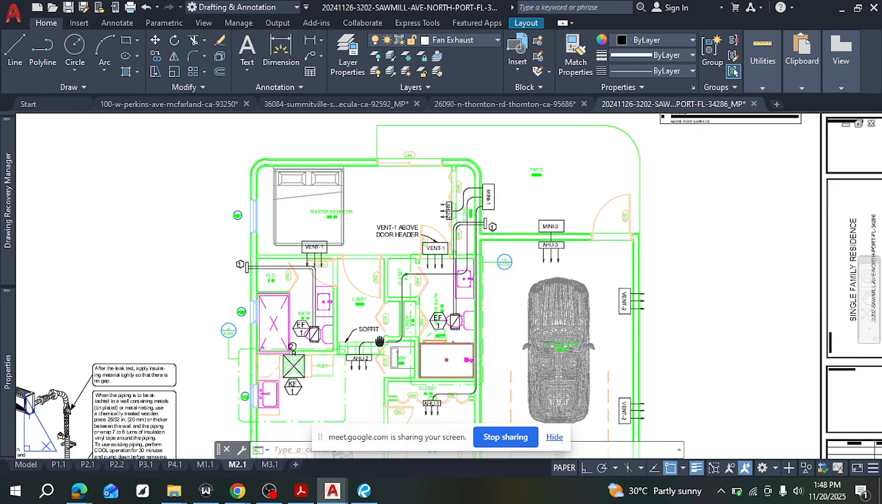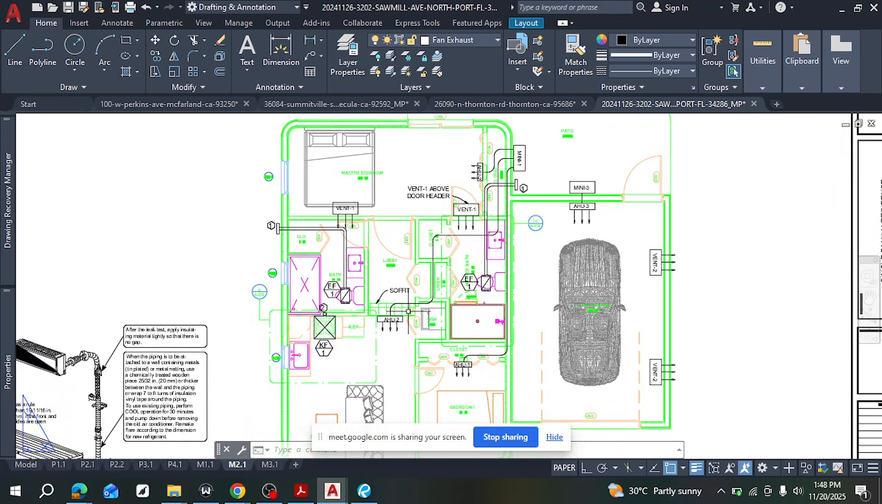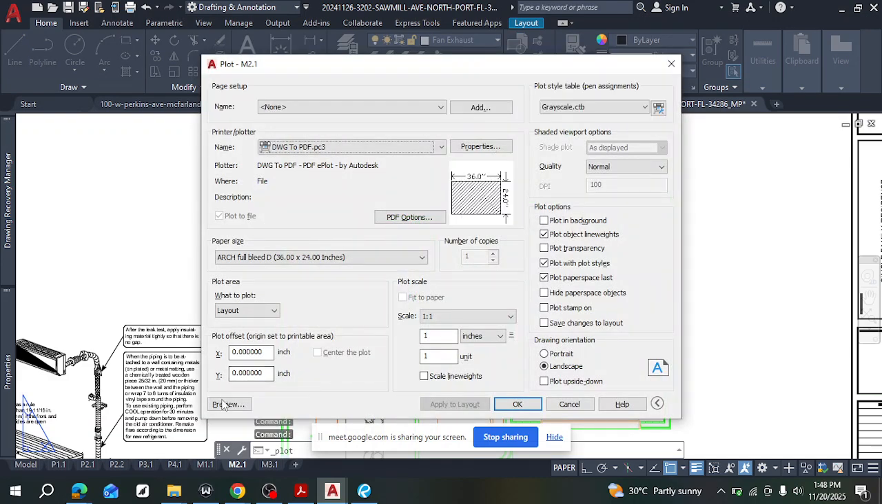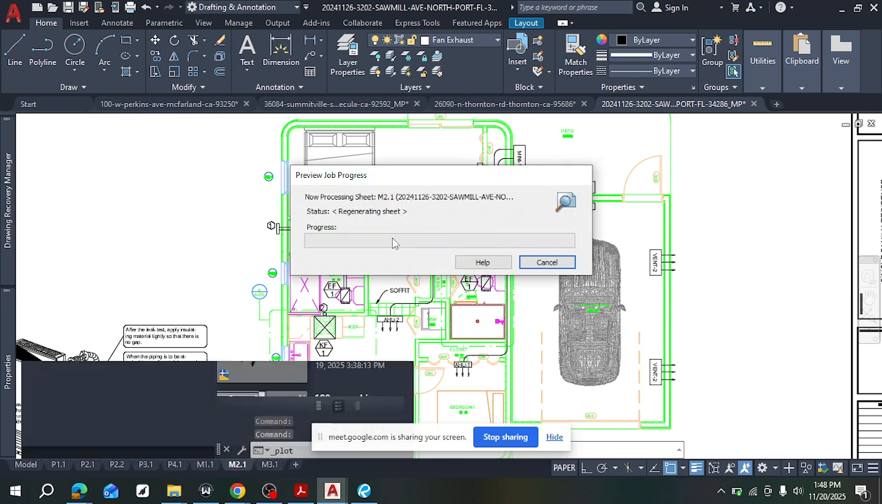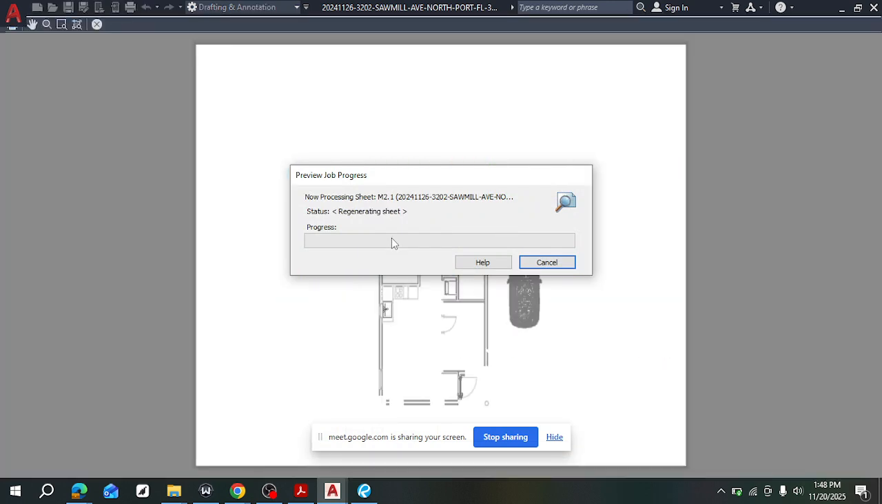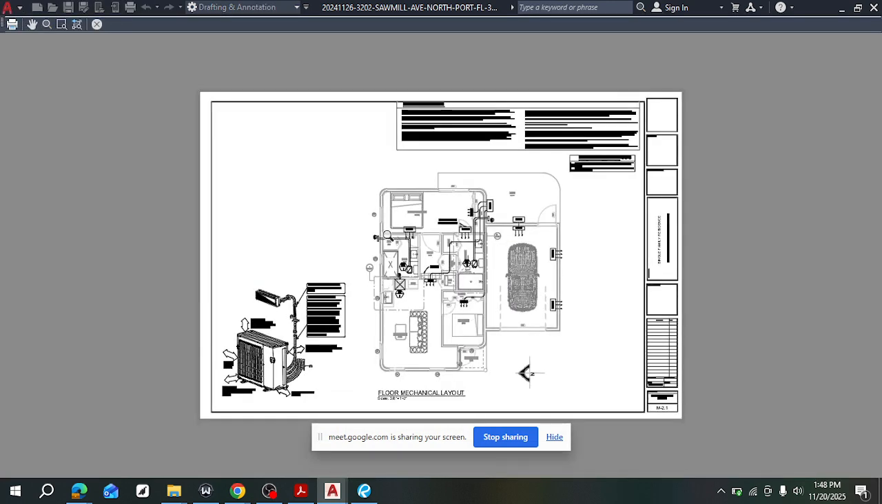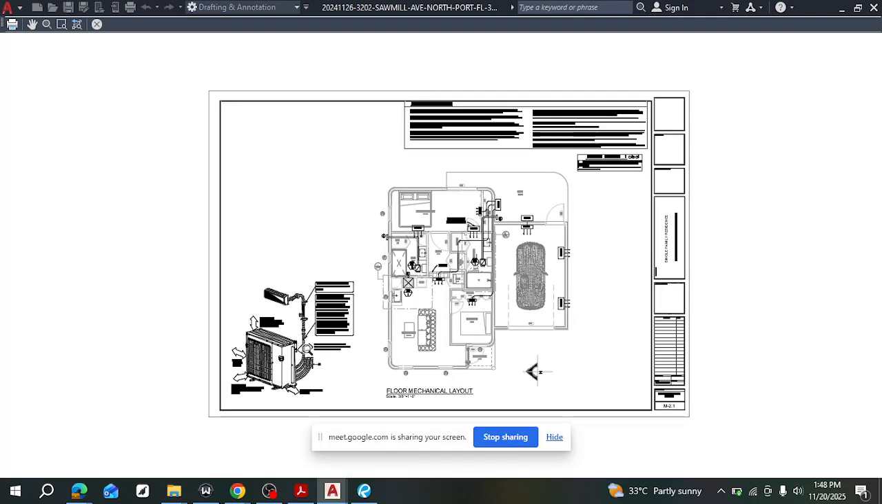So now this should just give you an idea of an M plan. This is what an M plan looks like. Okay, let me even do it this way. I'm trying to print, then I'll preview it. This is what it looks like when it has been printed out as a PDF.